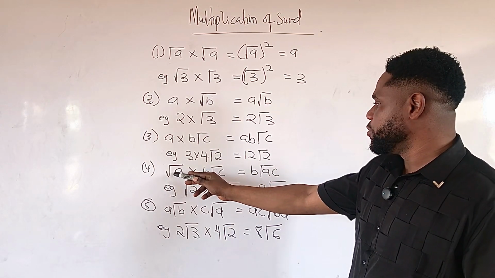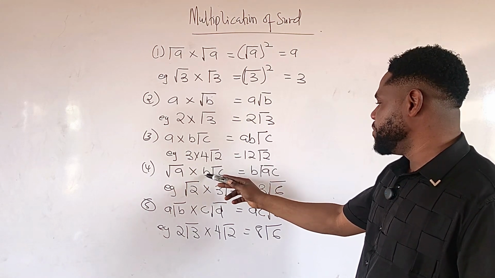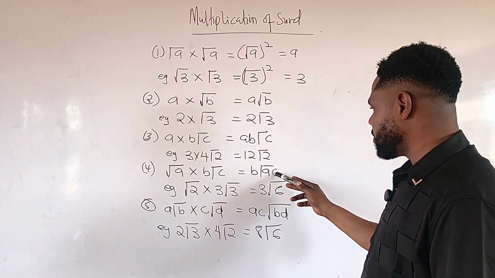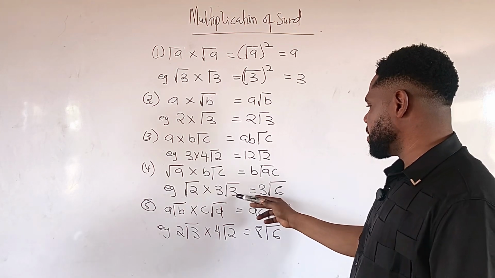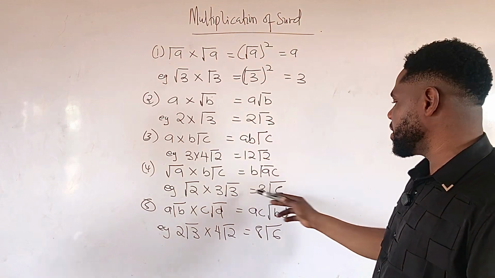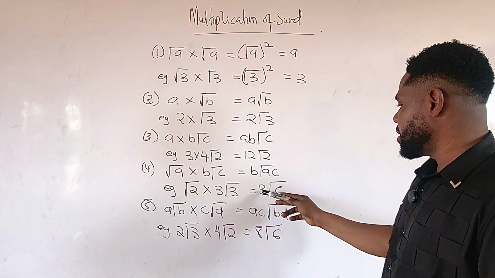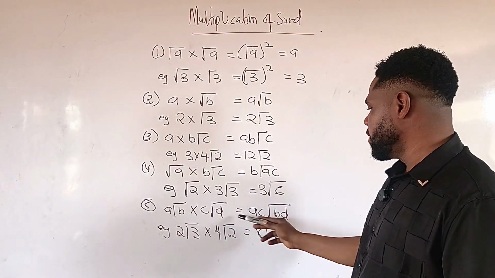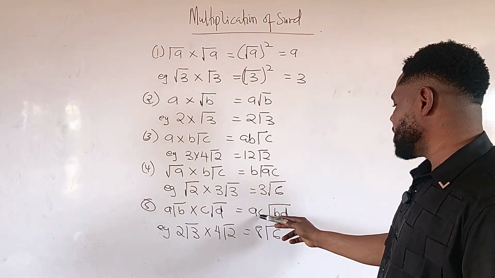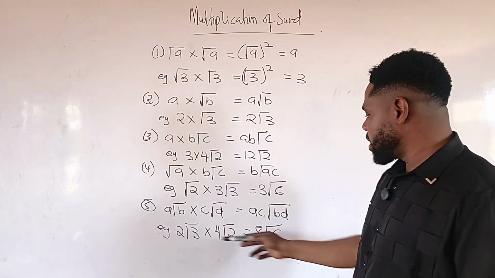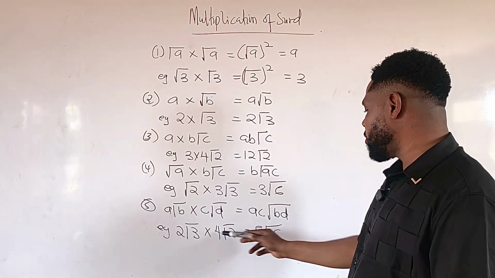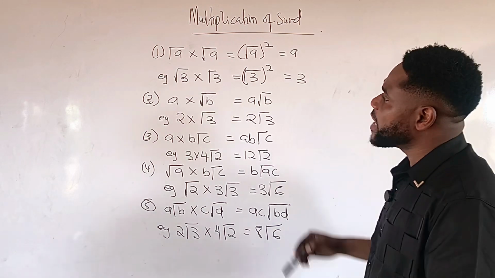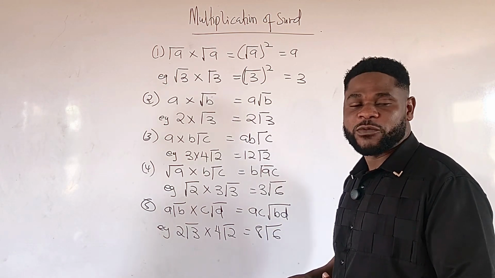Now if I have root a multiplying b root c, it is going to give me b root ac. We have an example here. Our 2 will multiply the 3 here, and I'm going to have root 6. Then I bring my 3 here. And I have a root b multiplying c root d, which is going to give me a multiplying c root bd. And we can see an example here. 2 times 4 is 8, and root 3 times root 2 will give us root 6. So these are the general principles we are going to use to solve questions under surds.